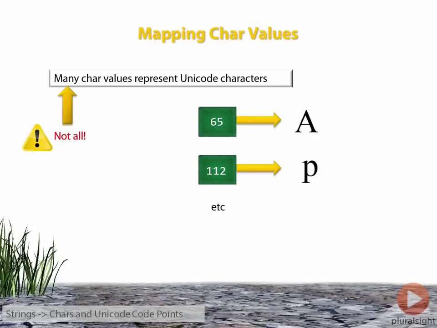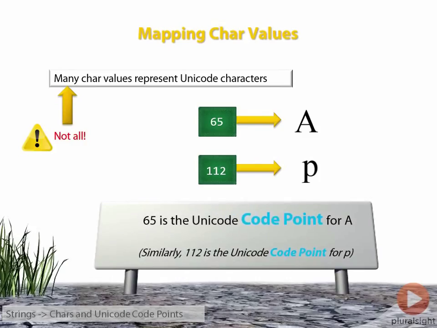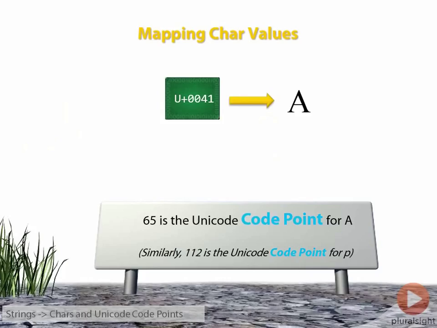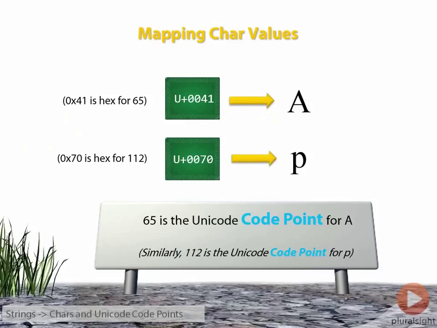First up, a piece of terminology. When I say that the number 65 represents uppercase A, what I actually mean is that 65 is the Unicode code point for uppercase A. We normally write this in hexadecimal, prefixing with U+, so the code point becomes U+0041, because the hexadecimal for 65 is 41. Similarly, the Unicode code point for lowercase p is U+0070, because 70 is hexadecimal for 112.